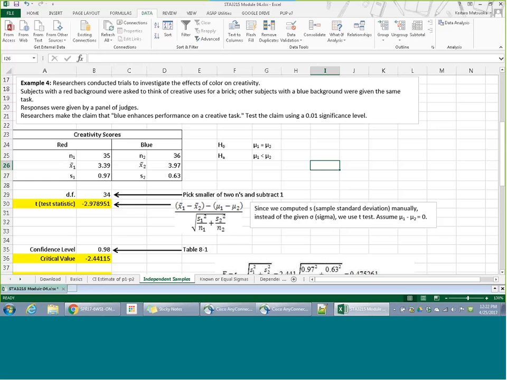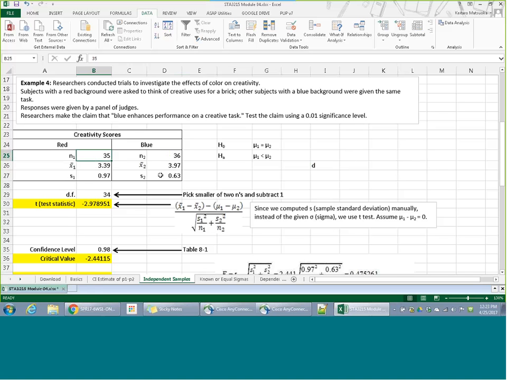Okay, so just randomly, I picked the red group to be group 1, and the second group to be blue. Let's assume this was given to us. There's 35 people, and the creativity score was 3.39 for red. Standard deviation was 0.97. And for the blue, there's 36 people in that group, and the mean score was 3.97, and then the standard deviation was 0.63.